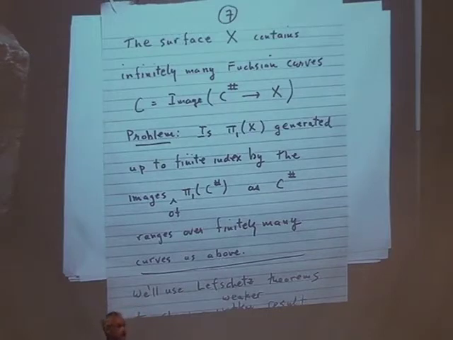And that's really just a geometric reformulation of the question of whether the units of norm 1 in the big order inside K are generated up to finite index by the units of norm 1 in the intersections of that order with the quaternionic subalgebras over Q. So this is the geometric version of that question. And we thought a lot about this.